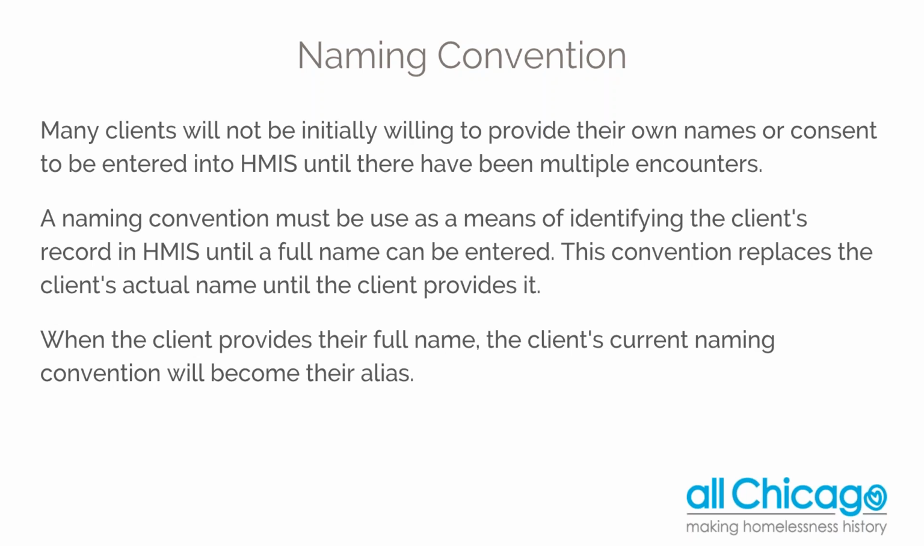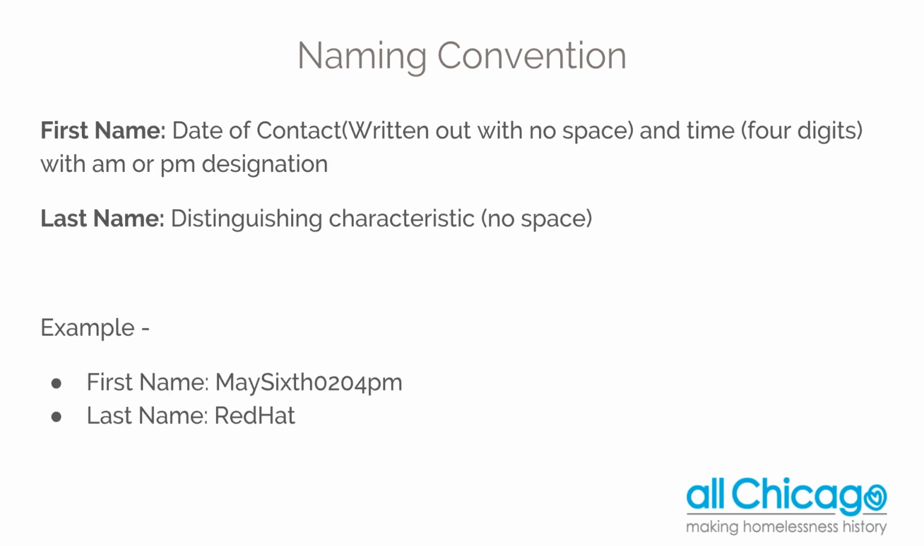Now, let's see what the actual naming convention is, the one that we have recommended. Our recommended naming convention is that the first name be the date of contact, written out with no space, and time in 4 digits with an AM or PM designation. And then the last name will be their distinguishing characteristic. So in this example, we have someone who was encountered on May 6th at 2:04 p.m., and their distinguishing characteristic is that they had a red hat. So again, that's what you're going to be looking out for. The May 6th, 2:04 p.m.